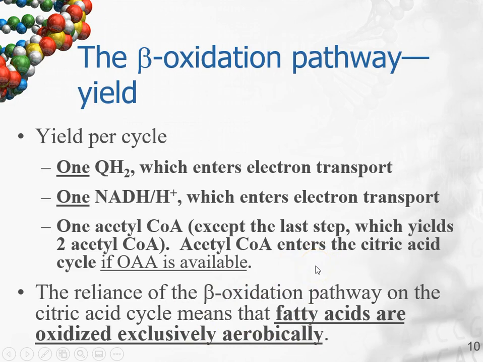Since the products of beta oxidation rely on the citric acid cycle, that means fatty acids are oxidized exclusively aerobically. It's not like glucose, where you had a choice whether you could oxidize it partially to get 2 ATPs or completely to get 30 or 32. Beta oxidation has to have oxygen.